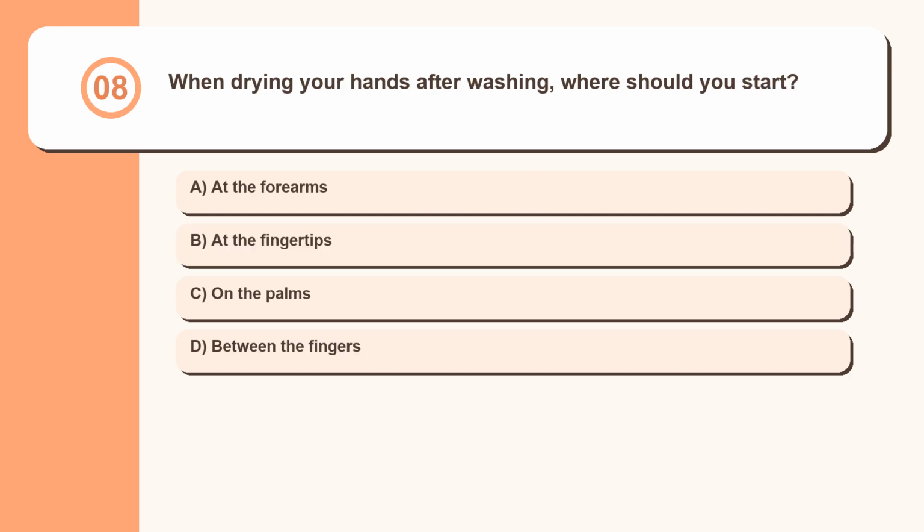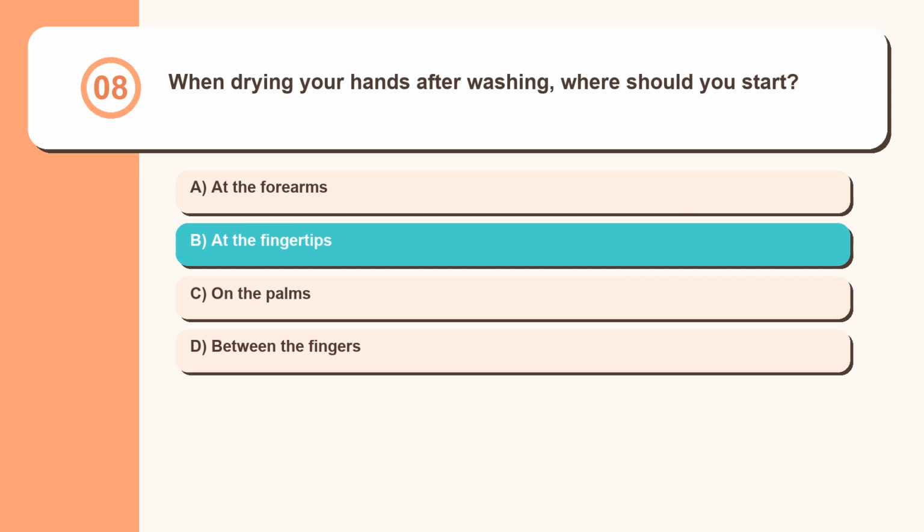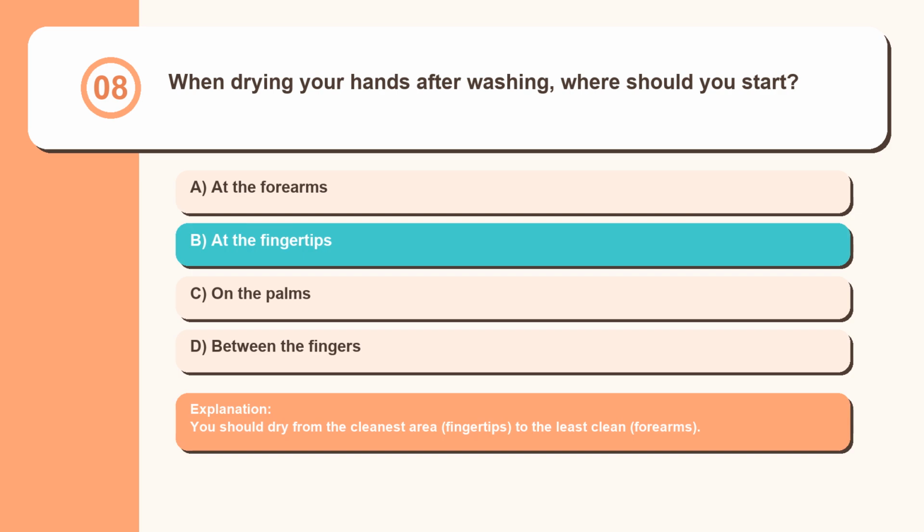Question 8. When drying your hands after washing, where should you start? At the forearms; at the fingertips; on the palms; between the fingers. You should dry from the cleanest area, fingertips, to the least clean, forearms.